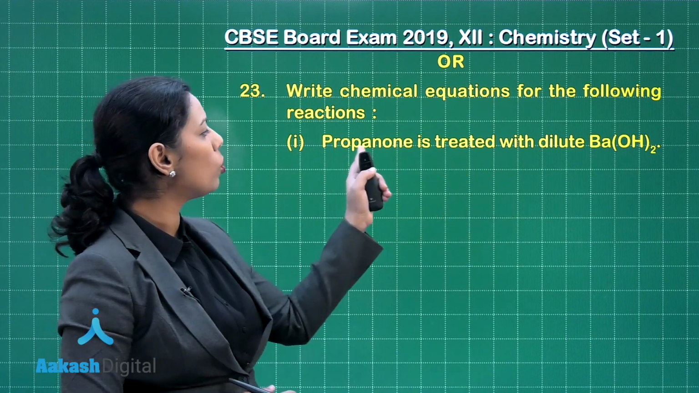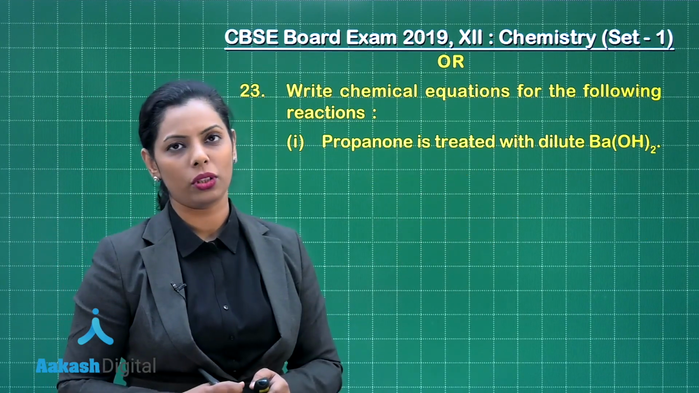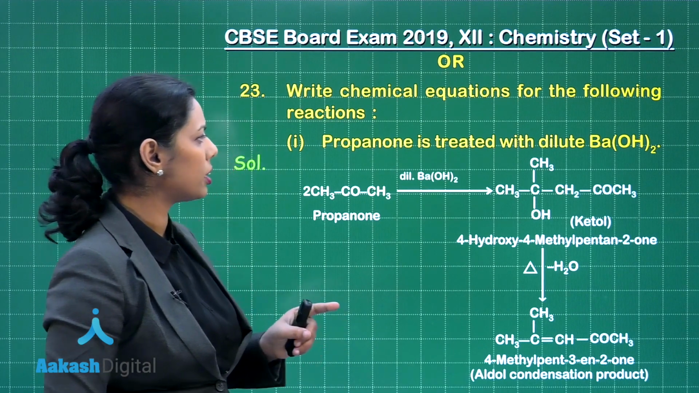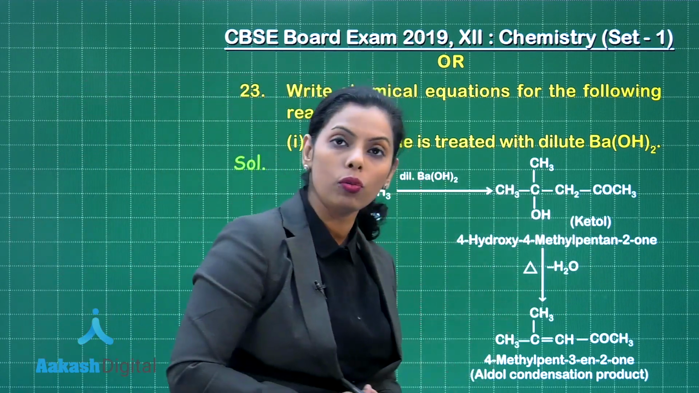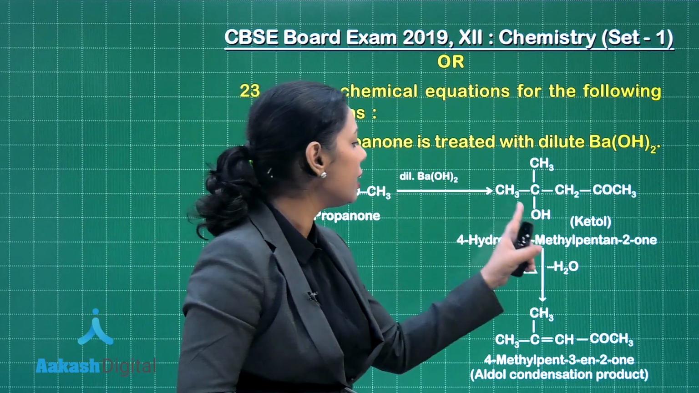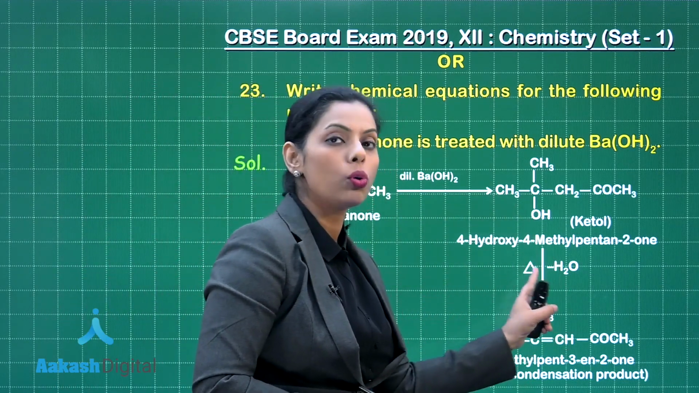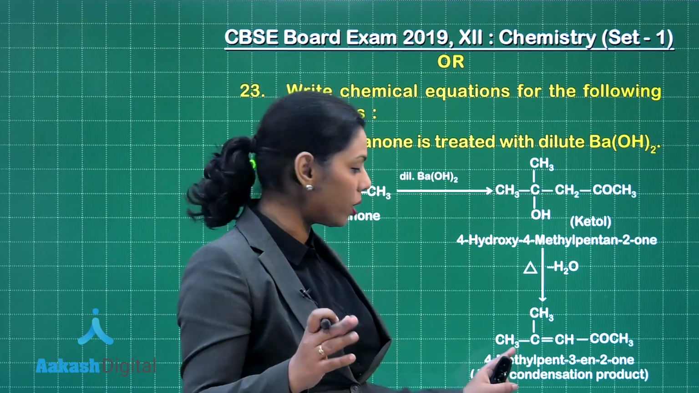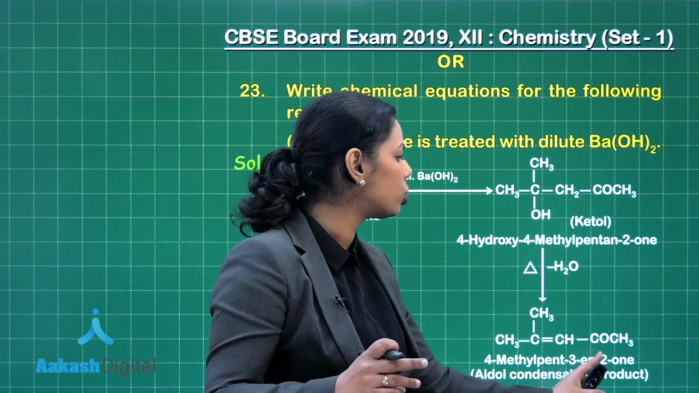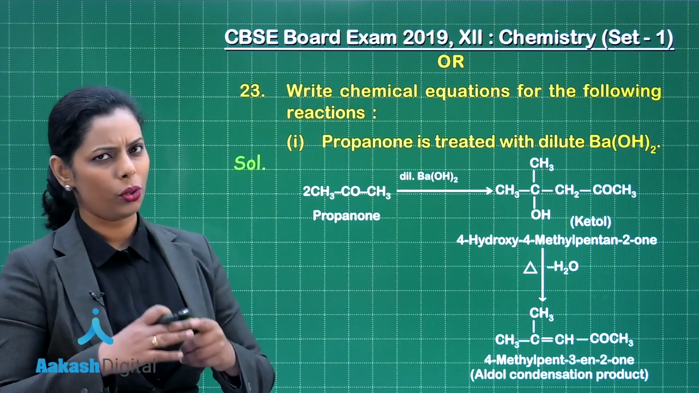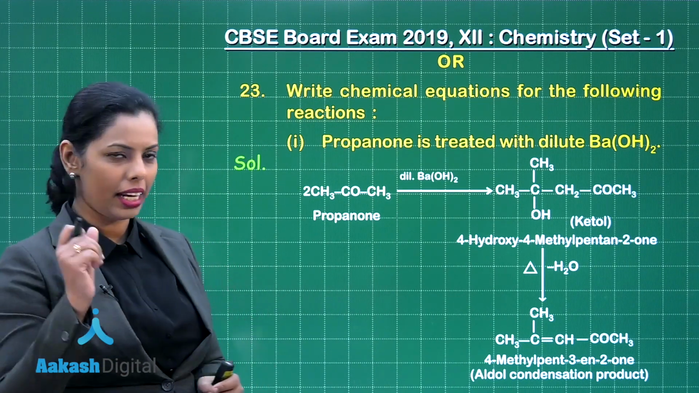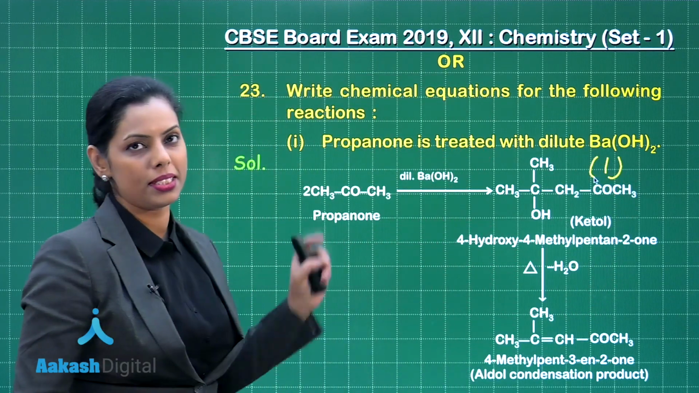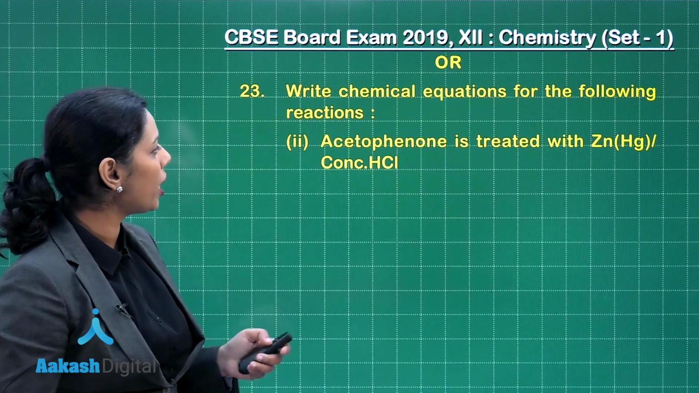The first one is propanone treated with dilute barium hydroxide. What will happen here? If you treat propanone with dilute barium hydroxide, in the first step ketol would be formed, and after that there would be the removal of a water molecule on heating, and ultimately it results in the formation of the aldol condensation product, that is 4-methylpent-3-en-2-one. This would be the product that you will obtain. You know that it is an aldol condensation reaction, and in this way you will get 1 mark for this part.